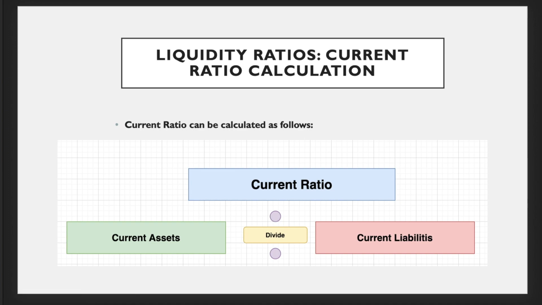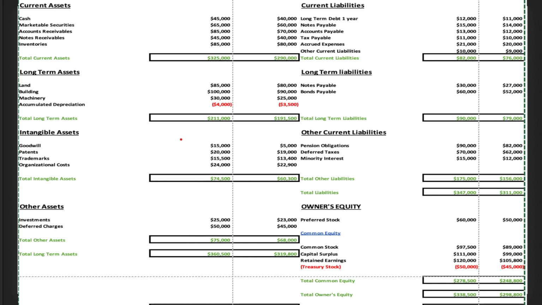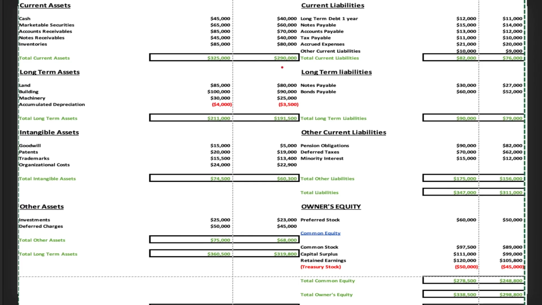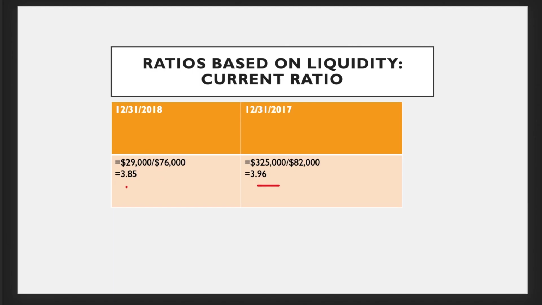There is a sample balance sheet too of XYZ Corporation. So you can calculate current ratio for the year 2017 and 2018 and compare its results. Pause the video for a moment and you can calculate the ratio. The current ratio for 2017 would be $325,000 divided by $82,000, 3.96 for 2017, and $290,000 divided by $76,000 for 2018, which would be 3.85.